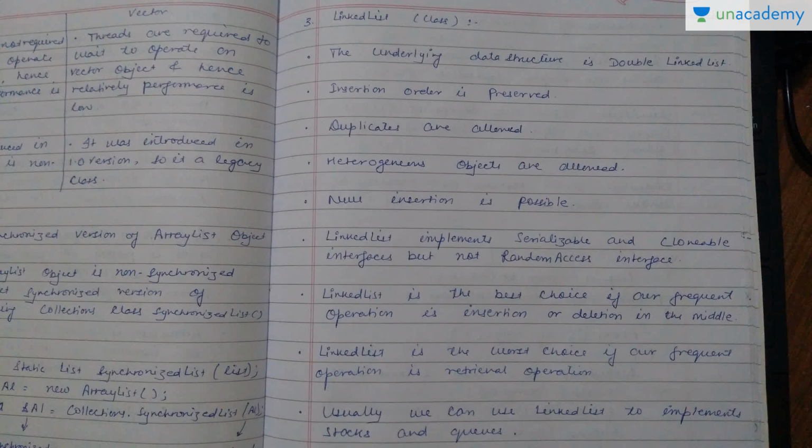Also we might be thinking, what is Serializable and Cloneable? Usually we use collections to hold and transfer objects from one place to another. To support this requirement, every collection class like ArrayList, LinkedList, vector, stack, TreeSet implements Serializable and Cloneable interfaces. Going forward we'll learn about Cloneable and Serializable in detail. As of now we just learned that LinkedList implements Serializable and Cloneable interfaces but not the RandomAccess interface.